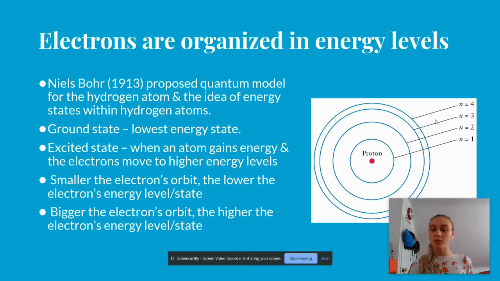And so to summarize that, the ground state is the lowest energy state. So this would be your ground state. This N equals 1 is the lowest you can go. It's the closest to the nucleus, okay?